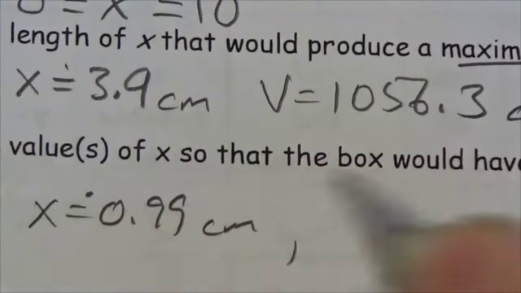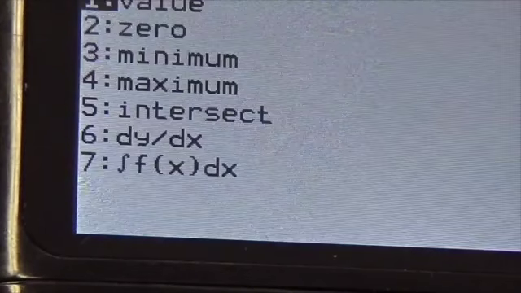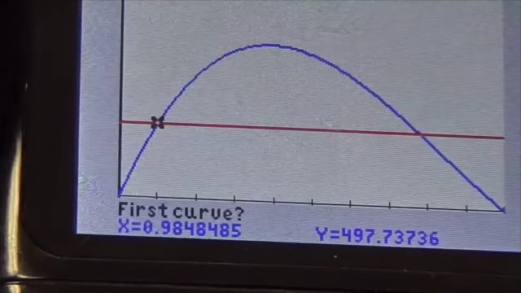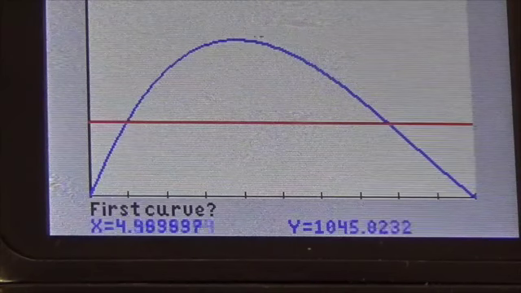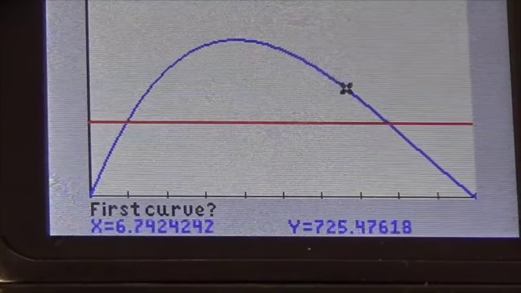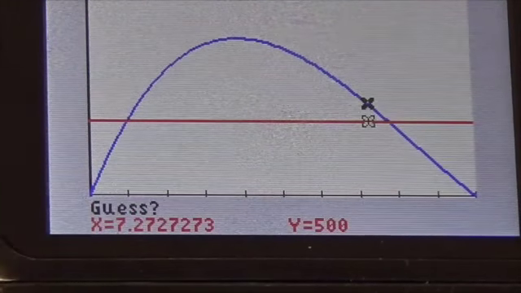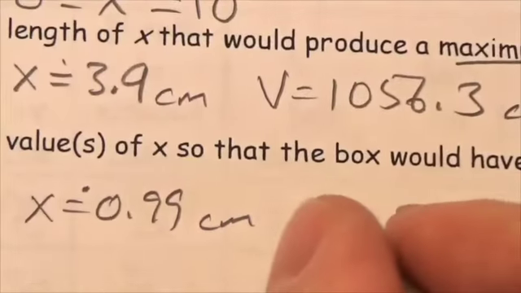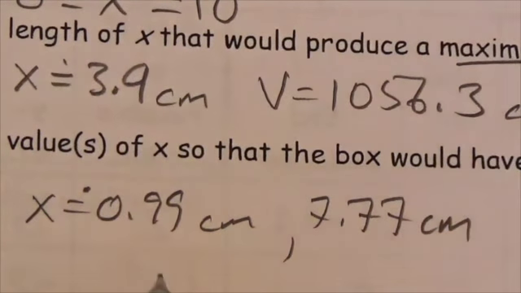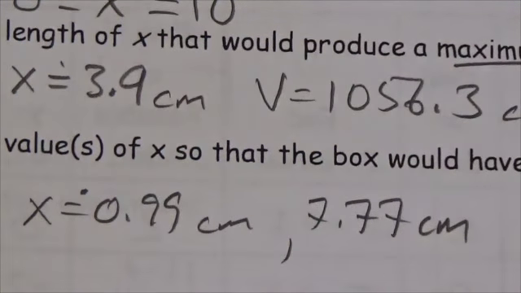And that's one solution. Now, the other solution is going to come from over here, and again, I will go into my calc menu, grab my intersect. This time I'm going to move the cursor close to that other point of intersection. It doesn't have to be right on, just close. Press enter for the first curve, enter for the second curve. Press enter, let it guess that. And I get 7.77, which is another value that will give me a volume of 500 centimeters cubed. All right, so hopefully that gives you a sense of how to attack a problem like this box problem.